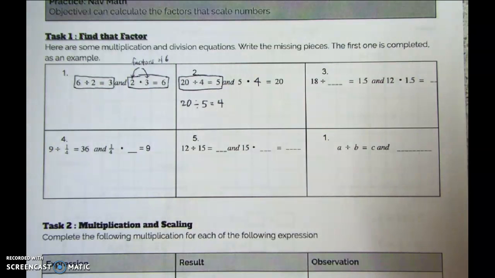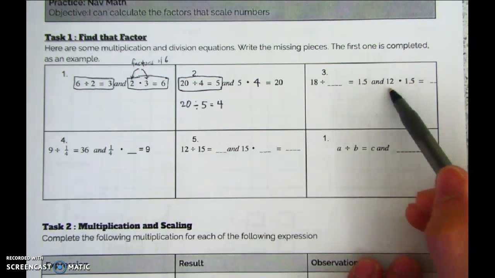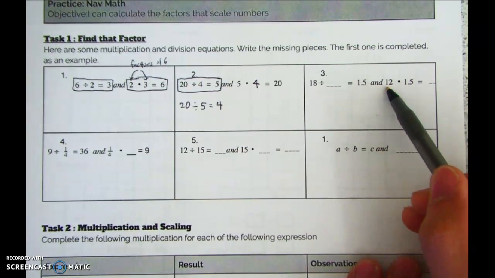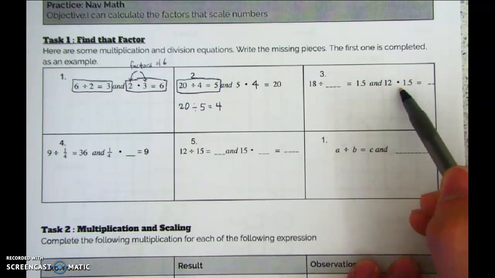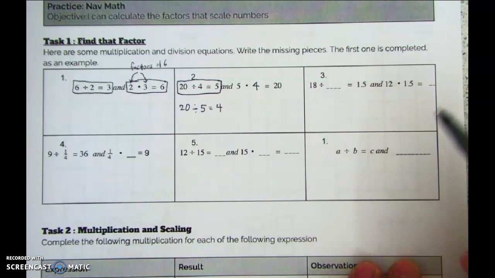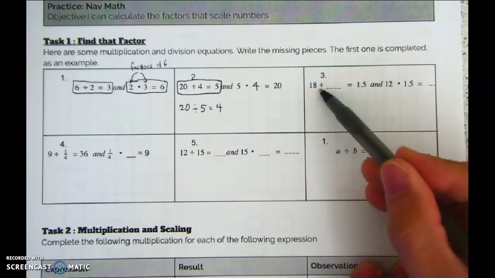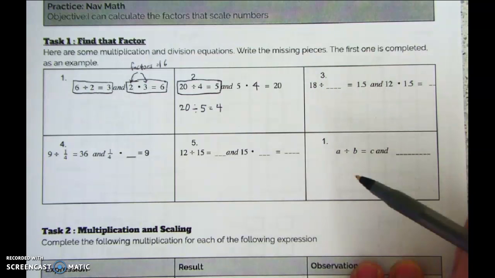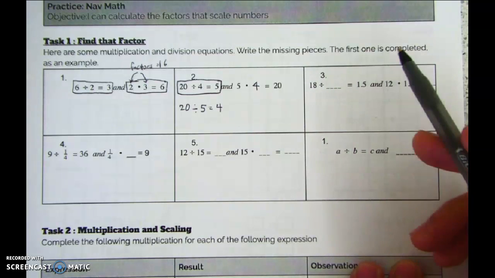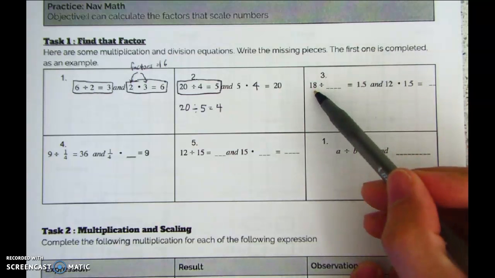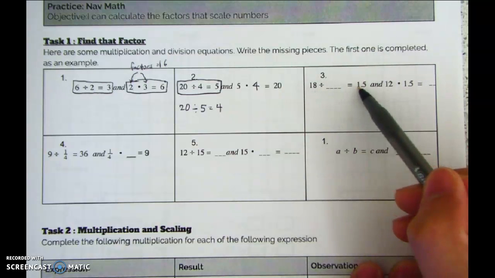Moving on to number 3. Number 3 tells us 2 factors. The 2 factors that we're going to be working with are 12 and 1.5. So over here it says 18 divided by something gives me 1.5. This tells me that 18 divided by something is 1.5.